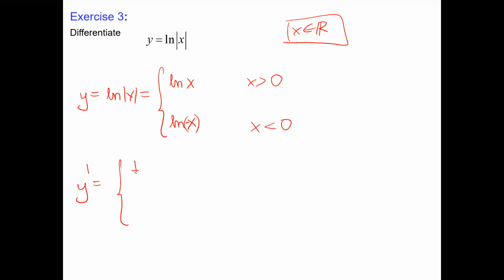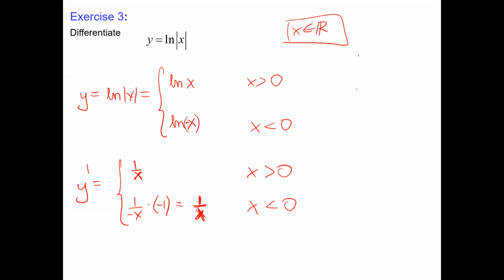Derivative of ln of x is 1 over x for all of the positive x's. And now ln of negative x: 1 over negative x times negative 1, following the chain rule. The negatives give us the same answer, 1 over x, for all of the negative x's. So we can see that the derivative is actually the same. And that's okay, because this is no longer a simple logarithmic function.